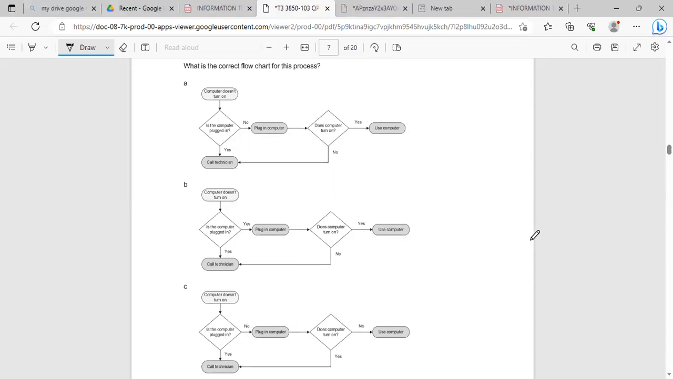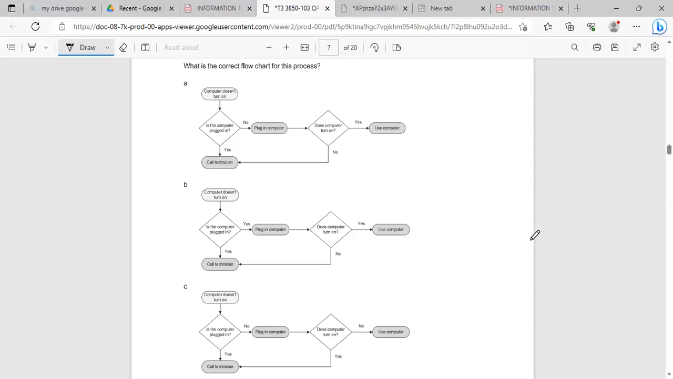All right, so look at A. It says computer doesn't turn on. Is the computer plugged in? No. Plug in the computer. Does the computer turn on? No. Computer turn on? Yes. Call the technician. All right, let's look at B now. So far, A looks a bit solid, doesn't it?